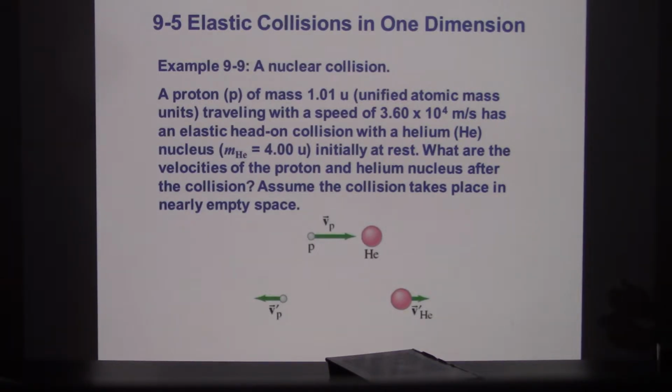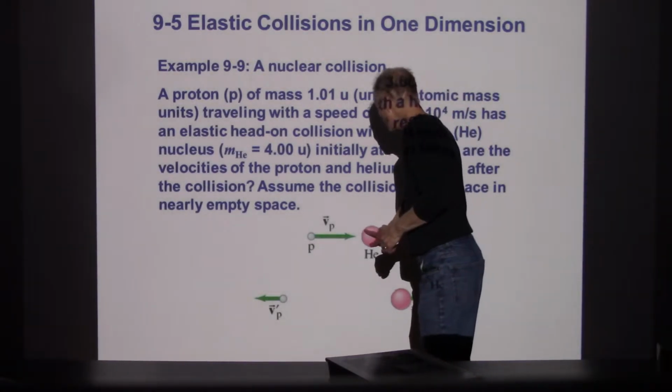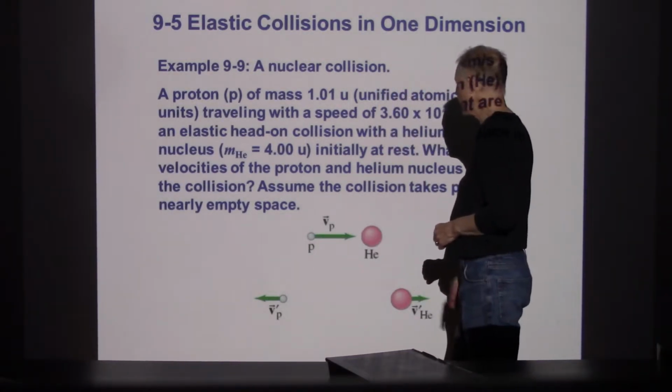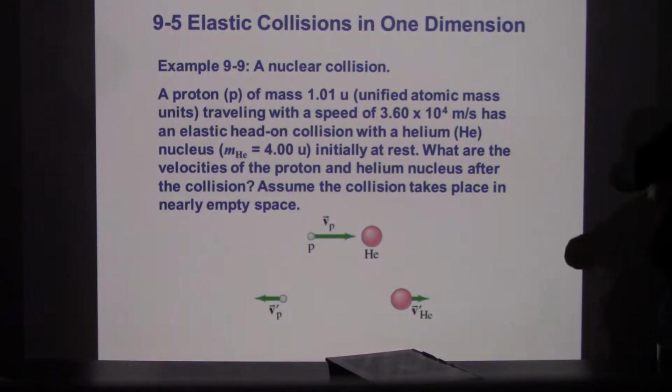So there are different isotopes of helium. Some have a mass of 3, some have a mass of 4. So this is a specific isotope of helium. It's the one with 2 protons and 2 neutrons. The proton is just a proton. So what are the velocities of the proton and helium after the collision?